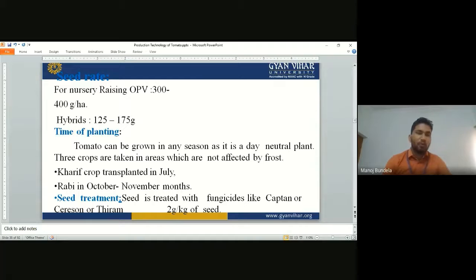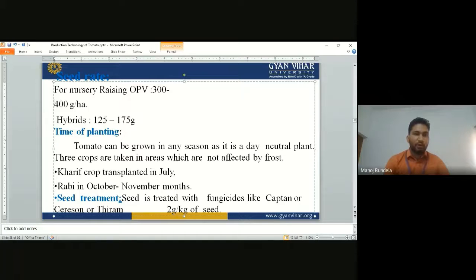Seed rate. For open pollinated variety, the seed rate is 300 to 400 gram per hectare, which is suitable for nursery raising. Normally, first we prepare the nursery, then we go for transplanting into the main field. So for the nursery, if we are growing the varieties, then it is 300 to 400 gram. If we are growing the hybrids, then it is 125 to 175 gram.